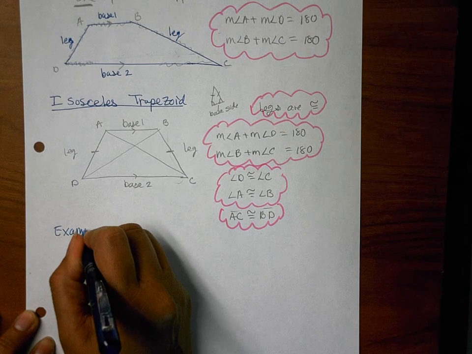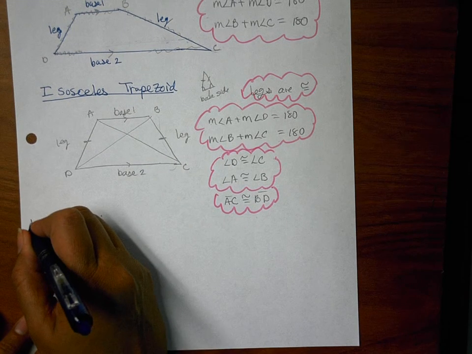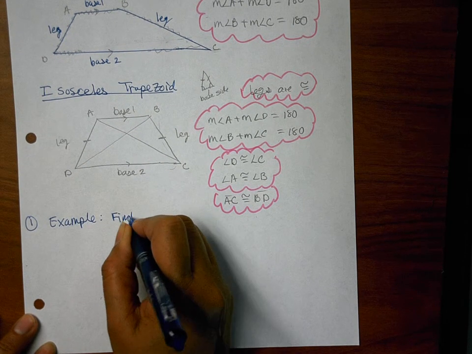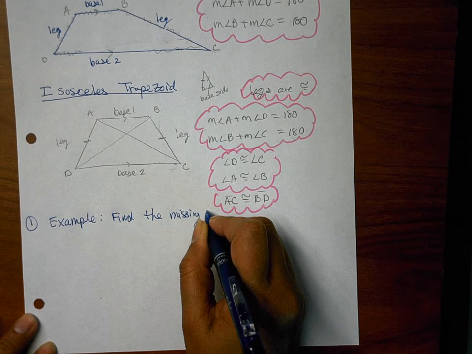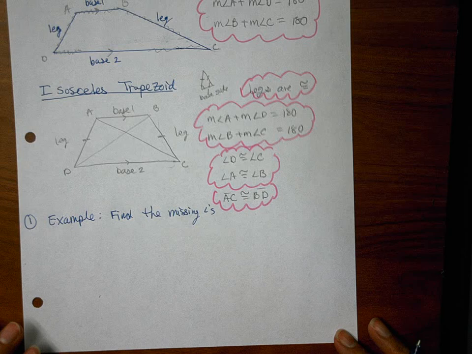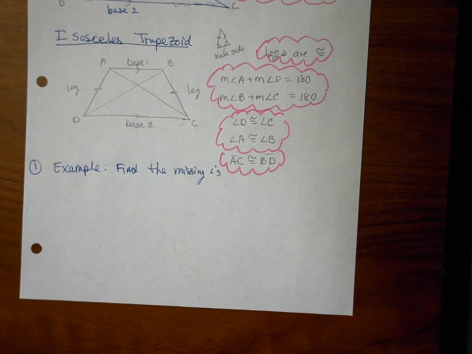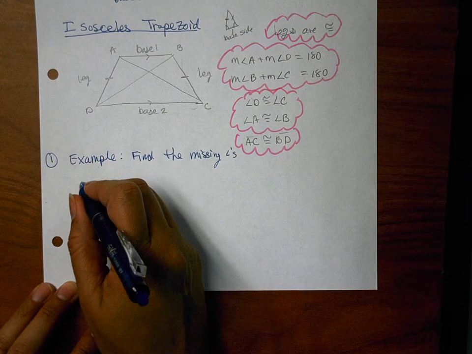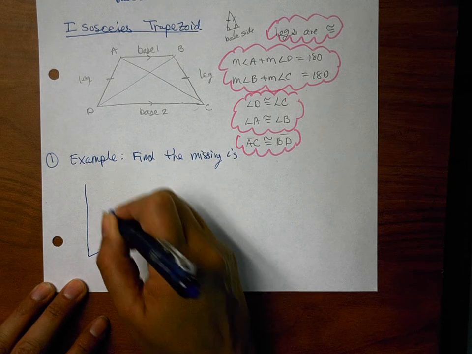All right, let's try an example. We're going to call this number 1. Find the missing angles. All right, well, let's go ahead and draw our trapezoid. I'm going to draw it like this.